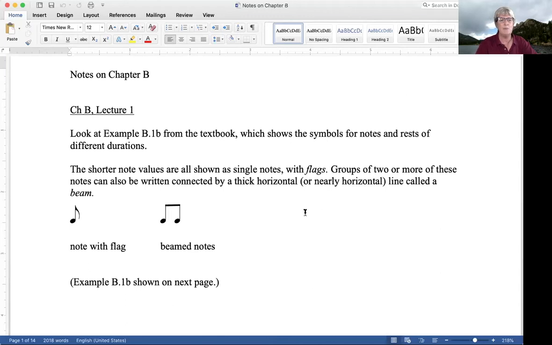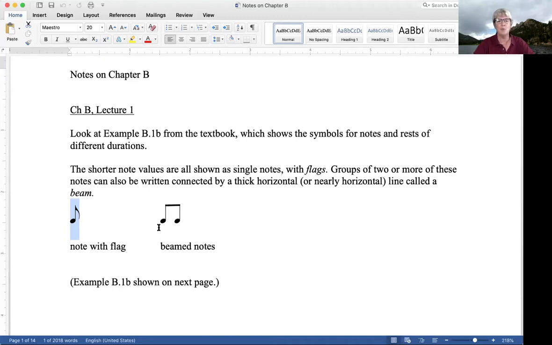In example B.1b, we are shown a number of durations for notes and rests. The shorter note values are all shown as single notes with flags. So if you look at this little picture here that I've drawn you, this is a single eighth note, and the fact that it has one flag means that it is an eighth note. If there were two flags, it would be a 16th note, 3 flags, a 32nd note. The more flags, the shorter the note.